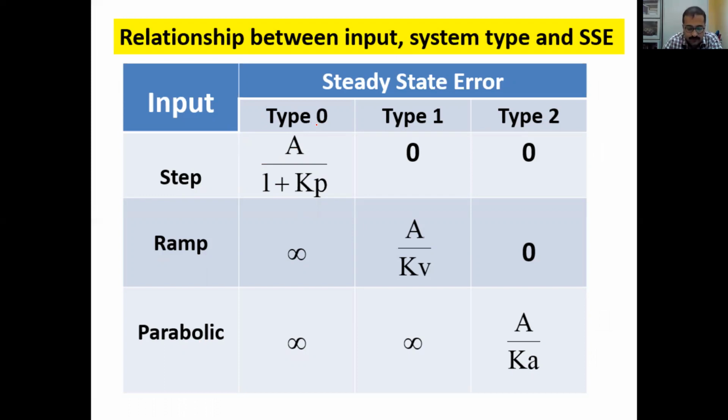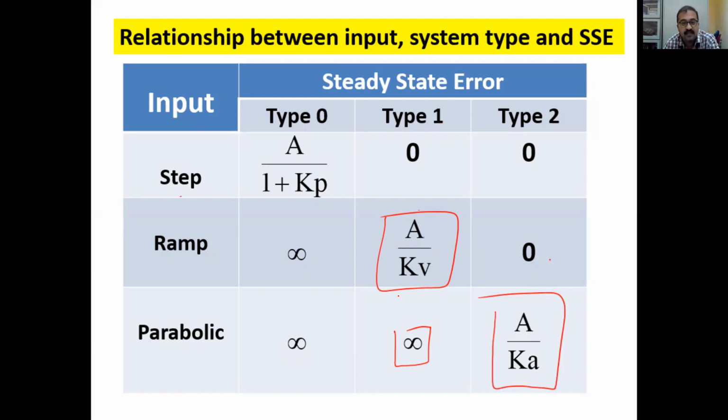Coming to type 1 system, step input will lead to 0 steady state error. Ramp input to a type 1 will give finite steady state error, and from parabolic onwards, type 1 system will give infinite steady state error. Type 2 system will give 0 steady state error for a step input, 0 steady state error for a ramp input, and a finite steady state error for a parabolic input signal. That's why I told in the beginning, steady state error will depend upon the kind of input signal and the type of the transfer function g of s.